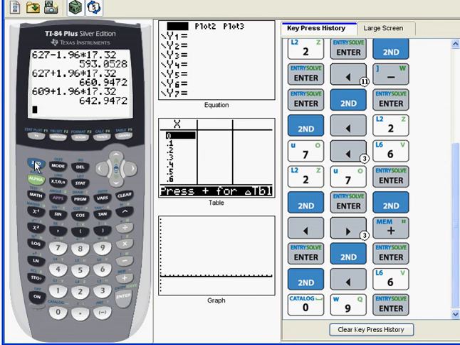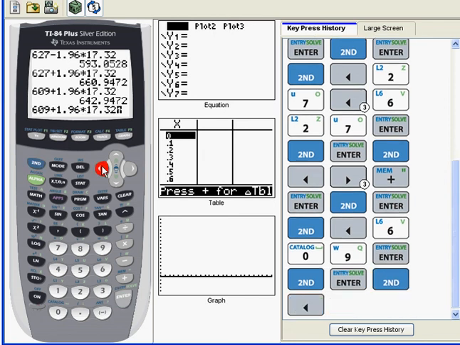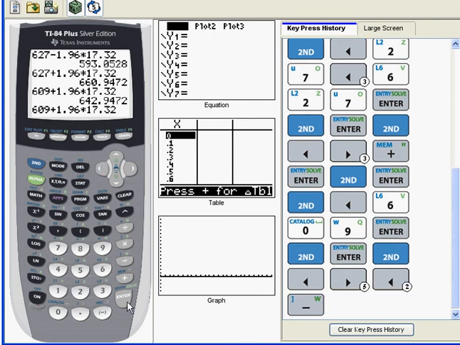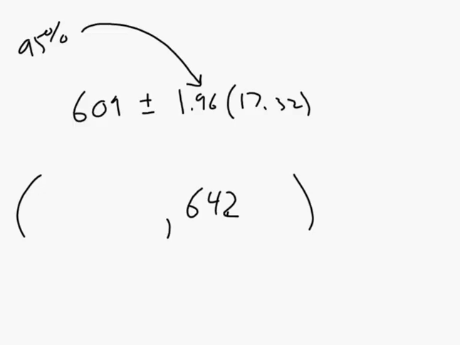All right, and then we'll get a lower bound if we go back to our calculator. And we do second enter. Here we go. All right, here we go. Minus, and we get 575. All right, this one also caught the 633, the true mean.